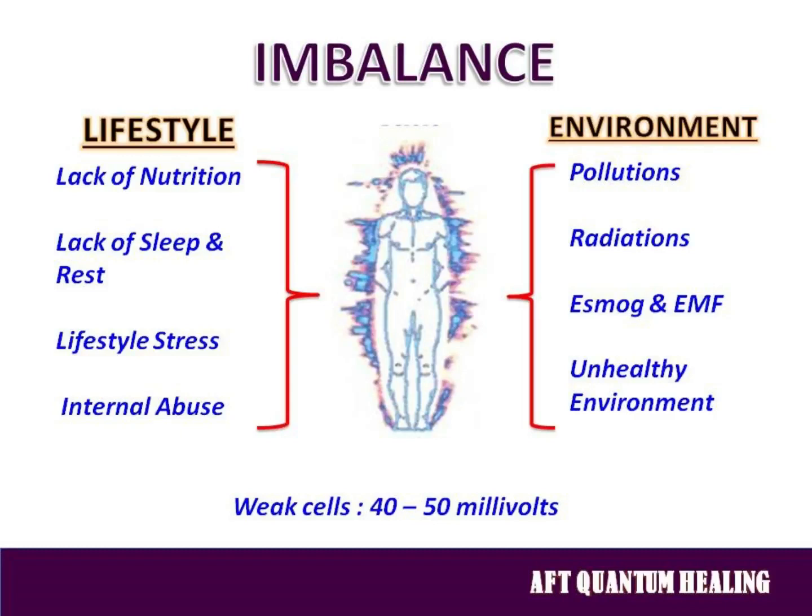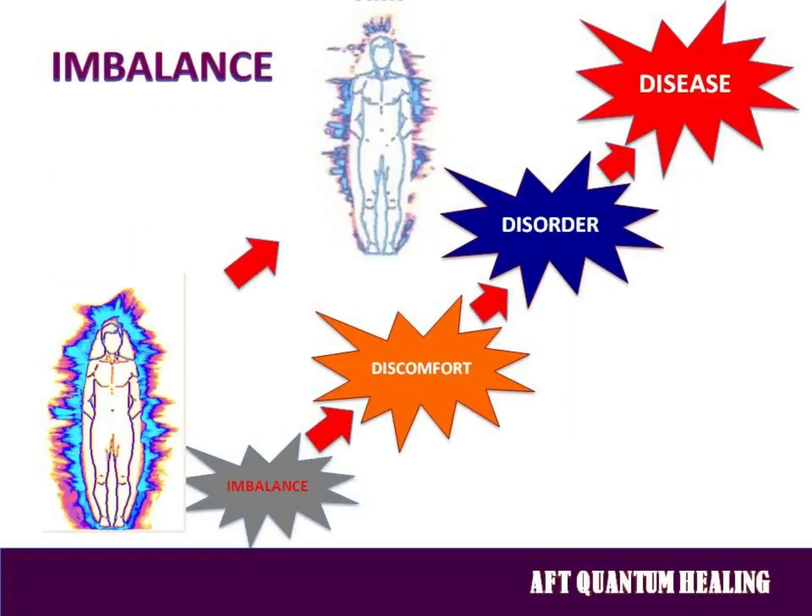All right. So let's look at the imbalances. Everything starts at the imbalances level. One good example I would use is water. Water is H2O. A good water is actually 2 hydrogen and 1 oxygen molecules. So like that, having enough oxygen in our body, having enough balance of energy and nutrition in our body is very, very important. So everything starts at the imbalances level.